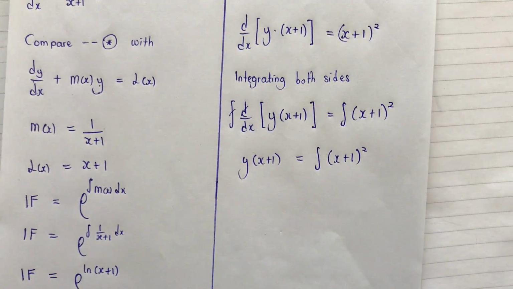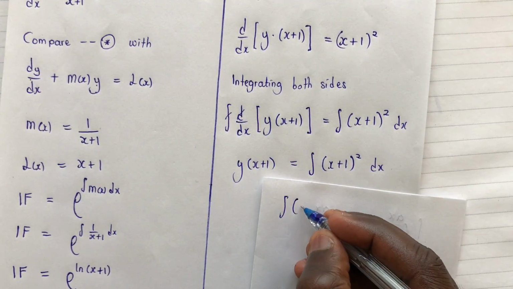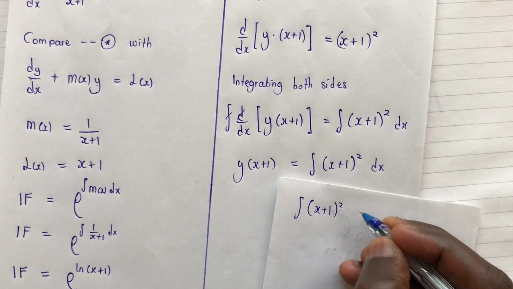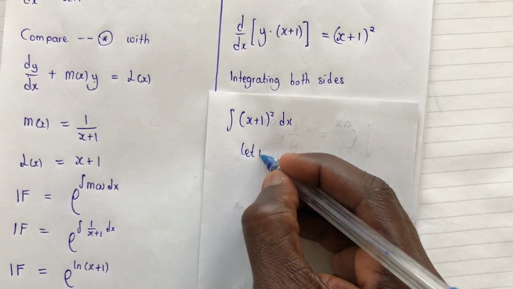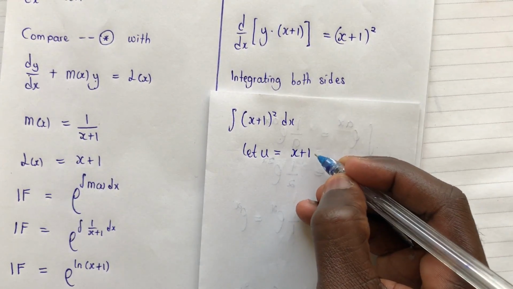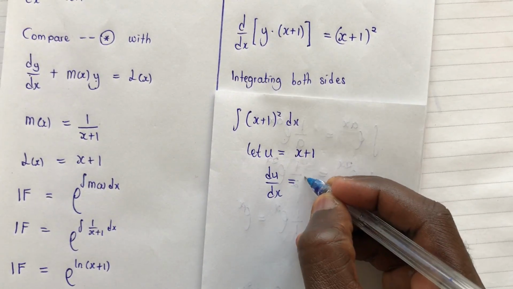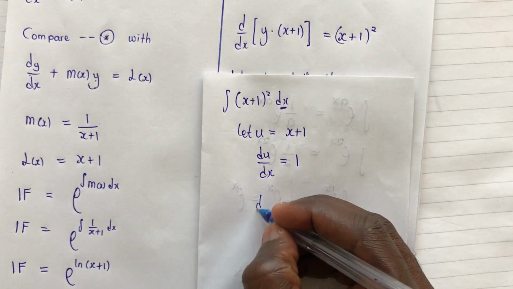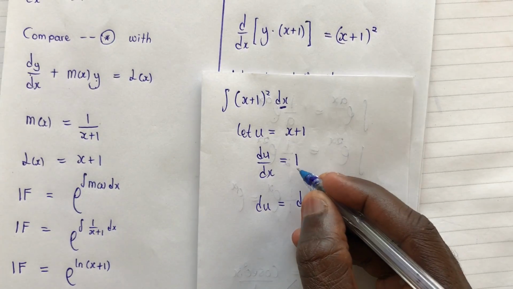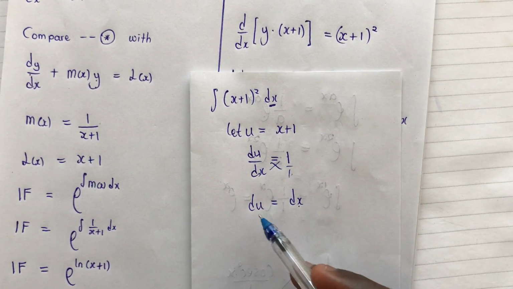You can choose to integrate both sides. So now let's integrate the right hand side of the equation. Let me take you through the basic step. Integral of x plus 1 all squared dx. You just say let u be equal to x plus 1. Differentiate this one. We have du dx equal to 1. Make dx the subject because we have dx here. So du equal to dx over 1. When I cross multiply, now dx is the same as du.